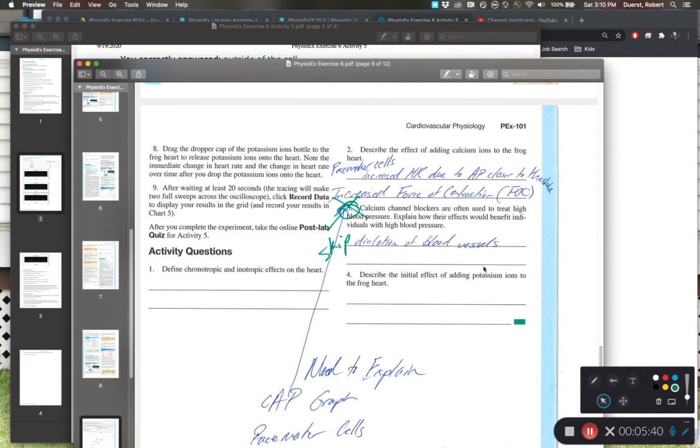So the initial effect of adding potassium ions to the frog heart was not very pronounced, but over time we have decreased heart rate and decreased force of contractions. So it is a negative chronotropic and negative inotropic effect.